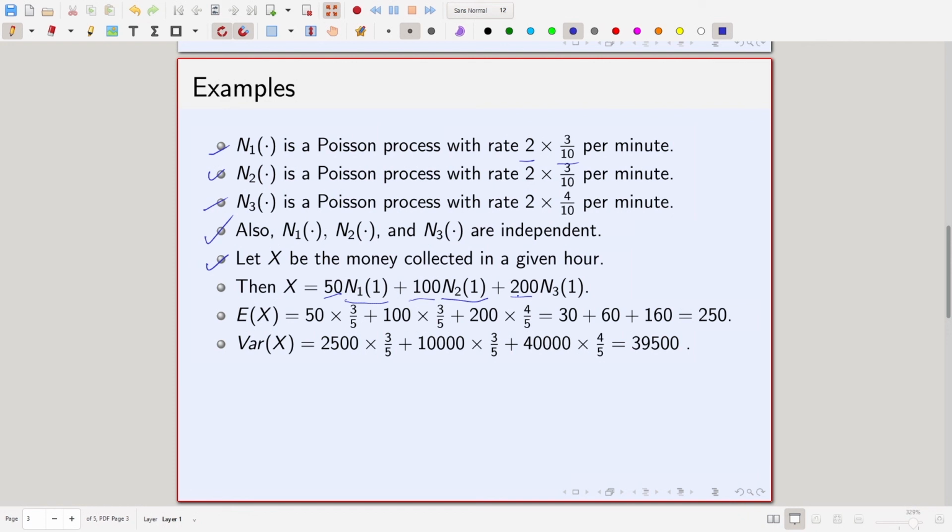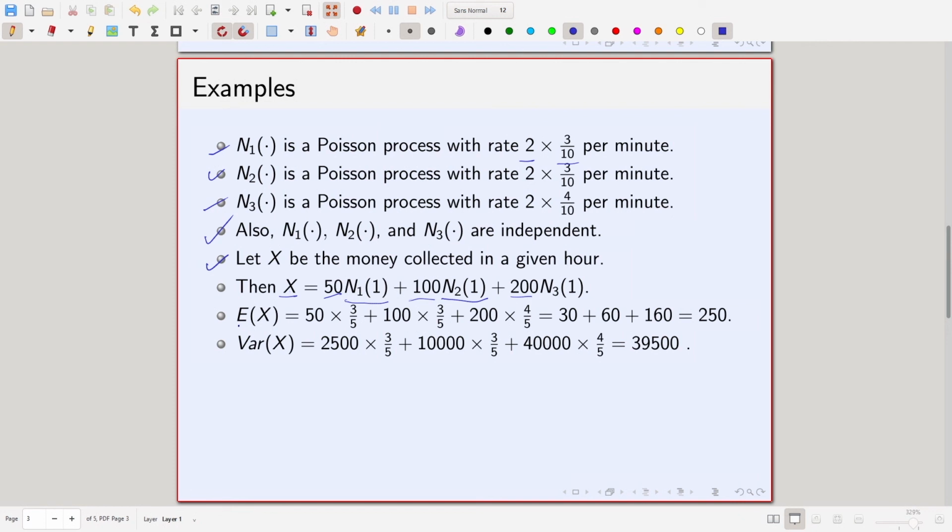Fine. So, X is equal to 50 times N11, plus 100 times N21, plus 200 times N31. That is because lightweight vehicles pay 50, medium weight vehicles pay 100 and heavyweight vehicles pay 200, and N11 is the number of lightweight vehicles that arrive in a given hour, N21 is the number of medium weight vehicles that arrive in a given hour, and N31 is the number of heavyweight vehicles that arrive in a given hour. Fine. So, the question is you need to find the expectation and variance of X.